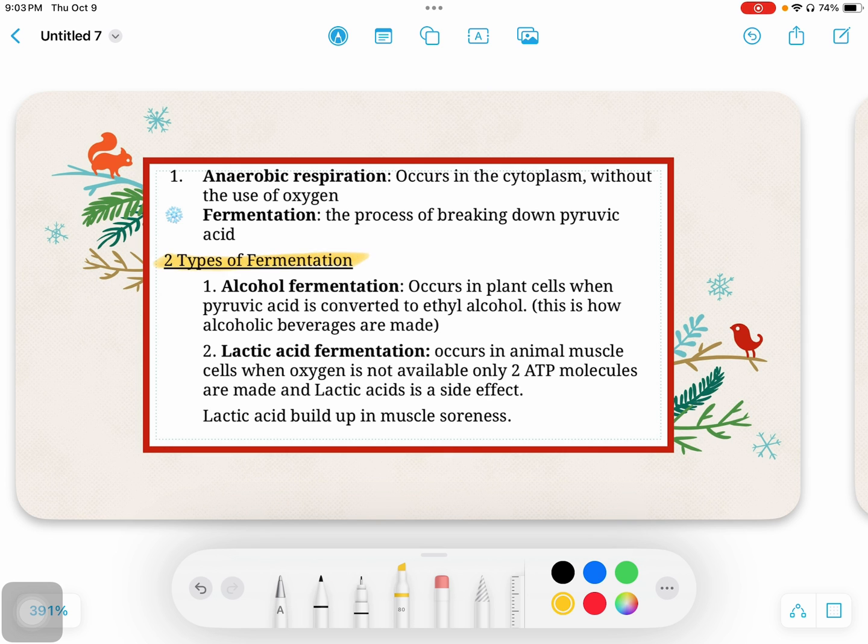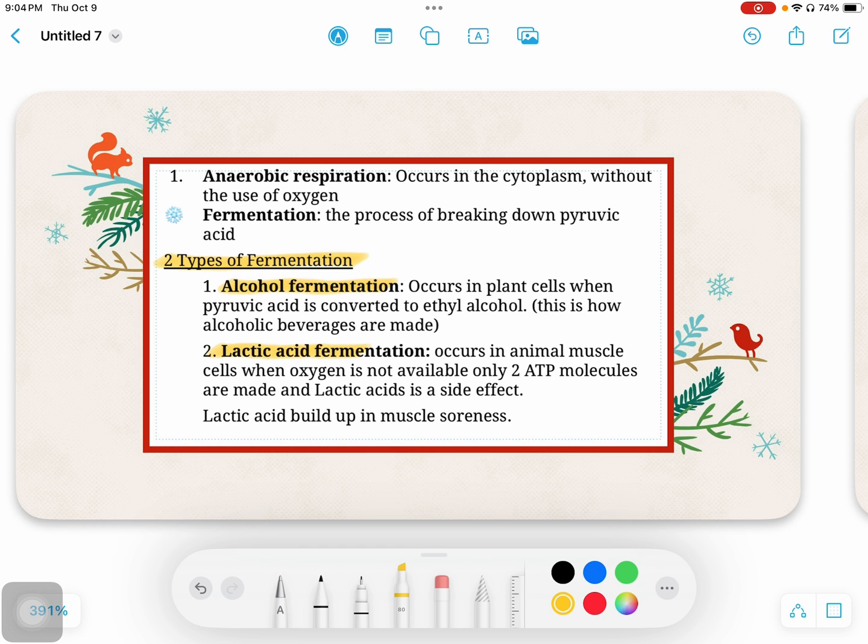So there are 2 types of fermentation that you'll need to know. The first one is alcohol fermentation. We tend to think about alcohol fermentation as in plant cells. It does happen in animal cells as well, but on a very, very small level, so it's just easier to think of it in plant cells. This occurs when plant cells have their pyruvic acid converted into ethyl alcohol. This is how things like wine and beer are created, because whatever fruit or vegetable is being fermented releases this ethyl alcohol once it's breaking down that pyruvic acid inside of it.